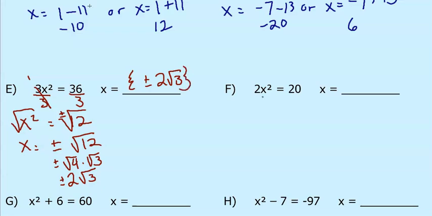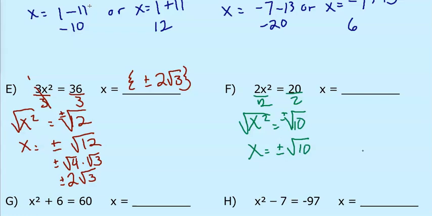F, 2x squared equals 20. Divide by 2, and then we have x squared equals 10. Take the square root of each side, put plus or minus in front of the number part. X equals plus or minus square root 10. The square root of 10 is the same thing as 2 times 5, and neither of those are perfect squares, but they're prime. So those are your two solutions. X equals plus or minus square root 10.